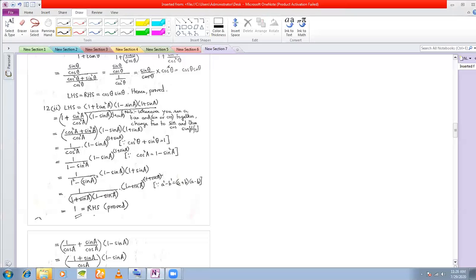This is what you have to prove. So we start from the left hand side. Now you see this expression has a tan and this expression has sine. So I told you, whenever you see a combination of tan, sine and cos, or tan and sine, or tan and cos, you change tan to sine by cos. So what I have done here is I have changed tan square A to sine by cos, and then I have simplified.